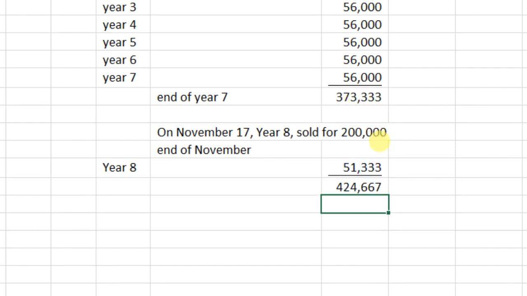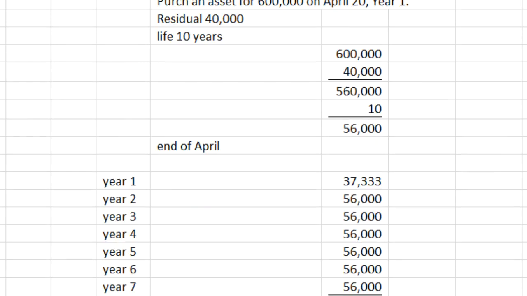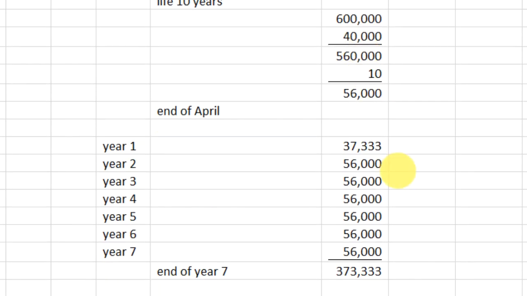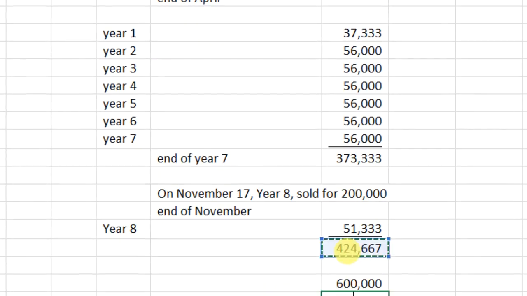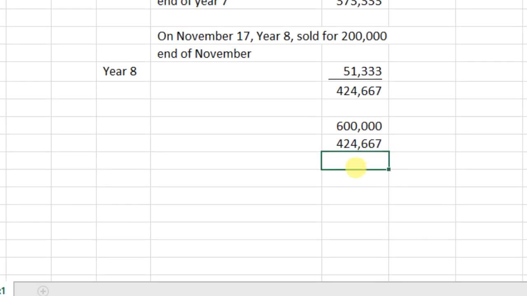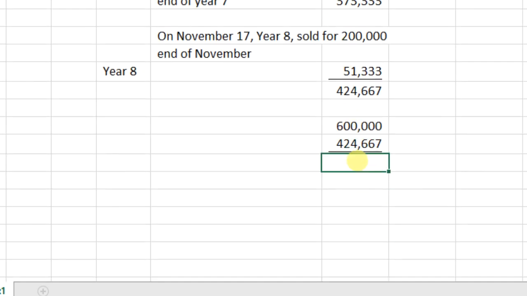There's accumulated depreciation. Now let's figure out book value, which of course is purchase price less accumulated depreciation. So we start with our $600,000 historical cost. Then we're going to take away accumulated depreciation, and we're going to get our book value. Okay, so book value is $175,333. So let's think, is this a gain or a loss?